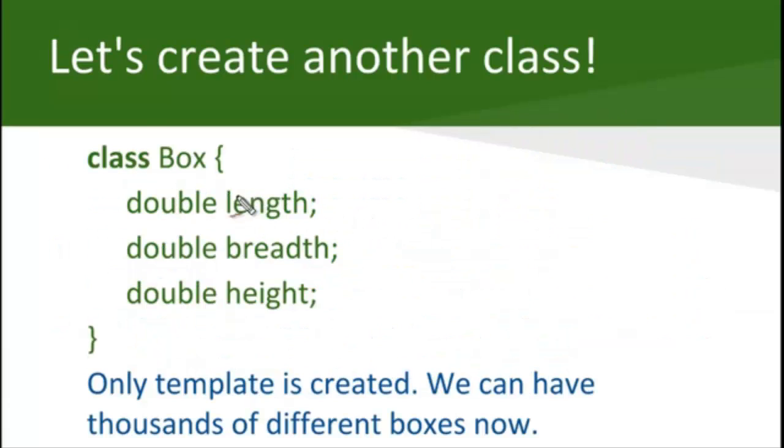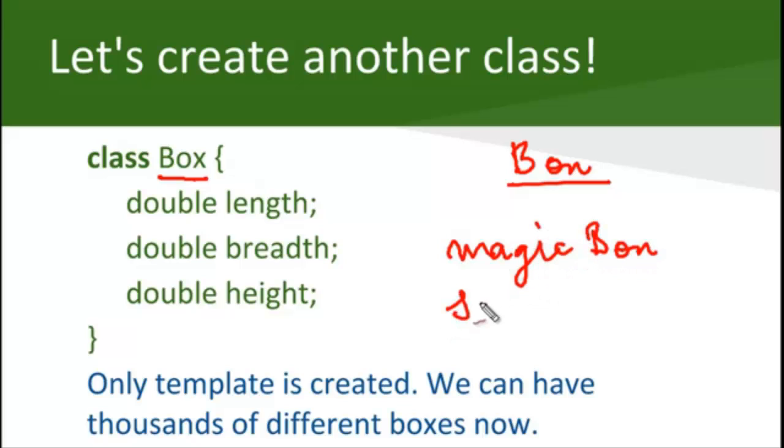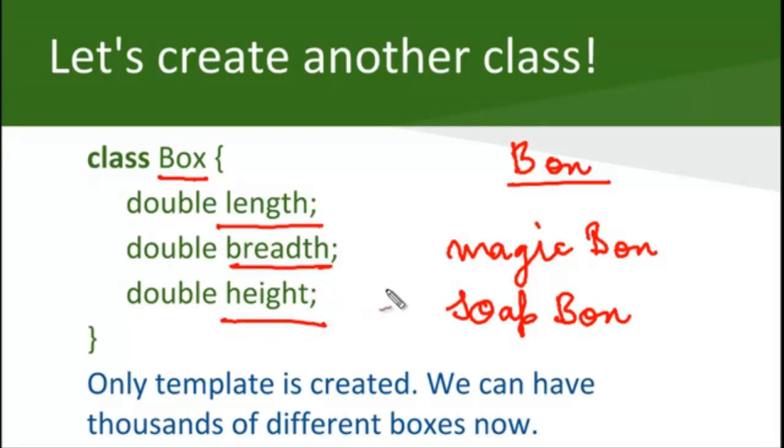Let us now create another class. Let's call this class box. Now there can be different objects of the kind box. There can be a magic box, there can be a soap box, etc. We'll be defining three fields: length, breadth and height. A magic box can be very large, the length, breadth and height fields can have very high values, whereas a small box, a soap box, can be small. So these are the objects, and each object will have its own set of fields.